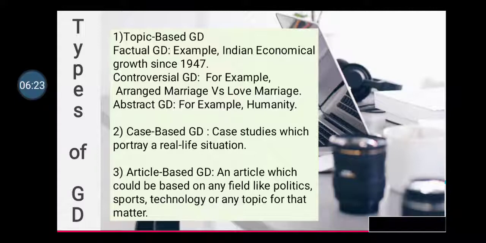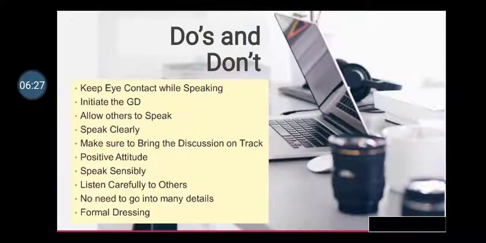So the next part is do's and don'ts in group discussion. I have given you a list of these things. Maybe it can be repetitive, but we are making you understand the things that you need to do and the things you shouldn't be doing. The first one is keep eye contact while speaking. Many students avoid this and they keep looking at the evaluator.